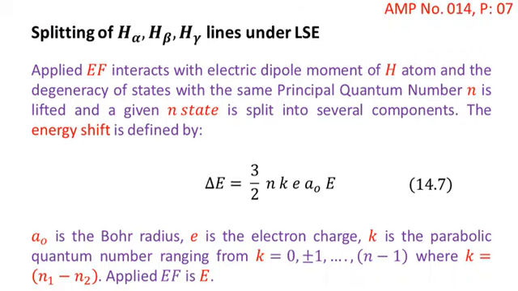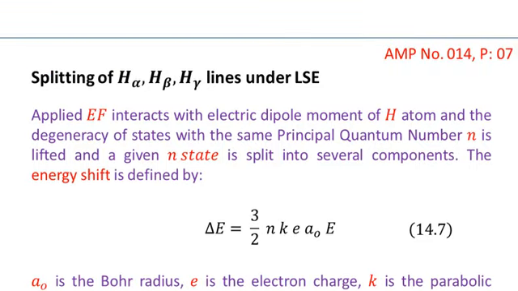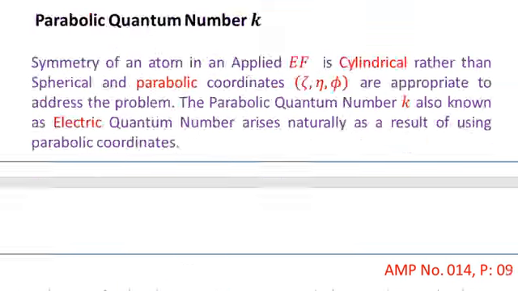Now I am going to discuss in greater detail the splitting of the H alpha, H beta and H gamma lines under the linear Stark effect. When we study the hydrogen atom under the application of an electric field, we only observe the linear Stark effect. So what will be the splitting of the H alpha, H beta and H gamma lines under the linear Stark effect? That will be represented in the next slide.